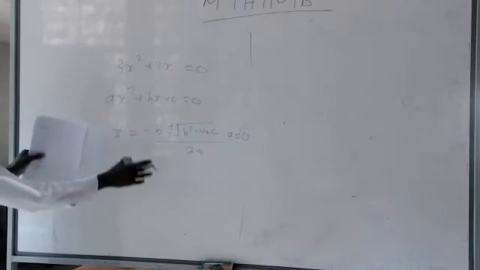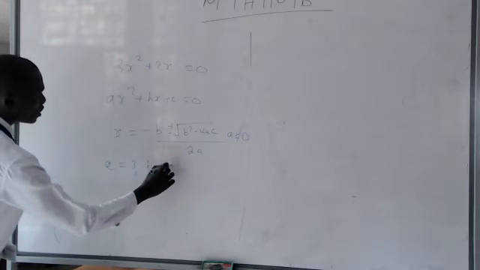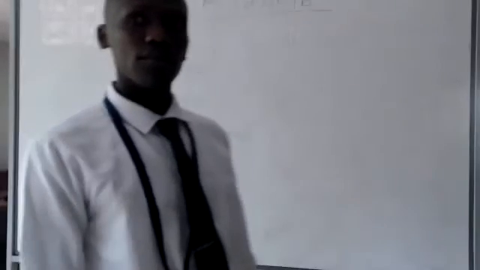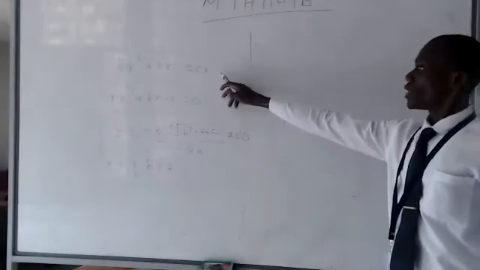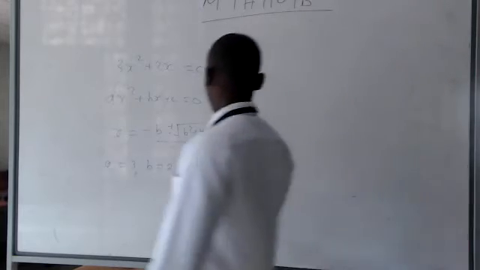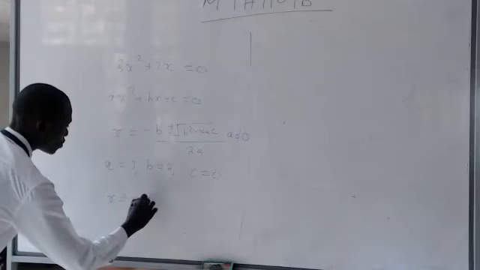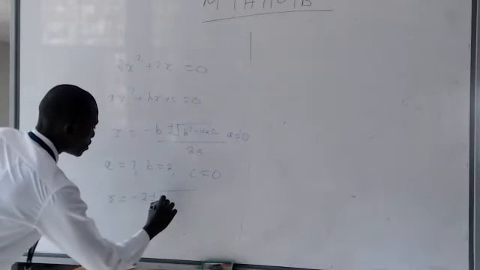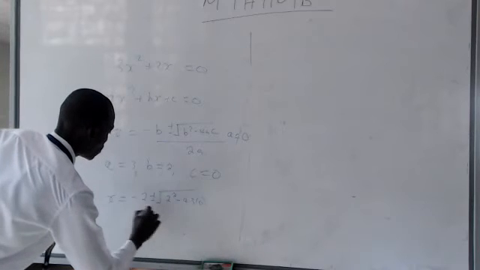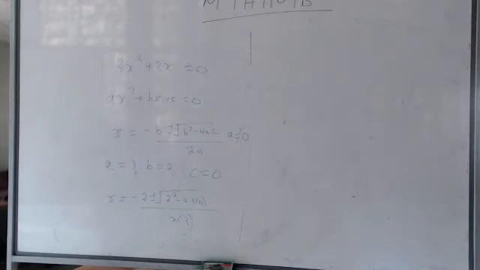So what you're doing is identifying these parameters. In this equation, a is 3, b is 2. What's the value of c in this equation? 0. C is 0. Good. So x is -2 plus or minus the square root of 2 squared minus 4 times 3 times 0, divided by 2 times 3.